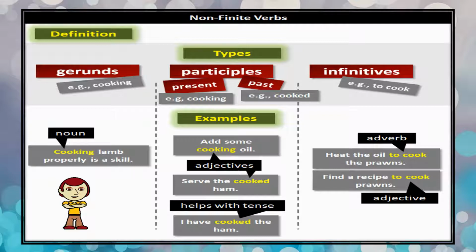Let's see the example of infinitive. Heat the oil to cook the prawns. So here to cook is an adverb. Find a recipe to cook prawns. So here to cook is an adjective.